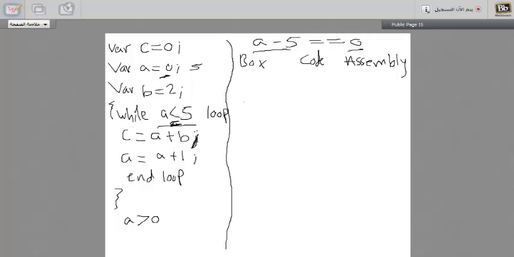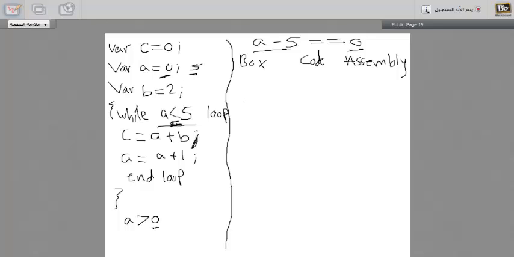Now the opposite applies. If I say to you the initial value is 5, but this time A is greater than 0, the values of A can go down from 5 to 1. How many characters do we have? 5, 4, 3, 2, 1. Sorry, 5 characters. So we can do the opposite.